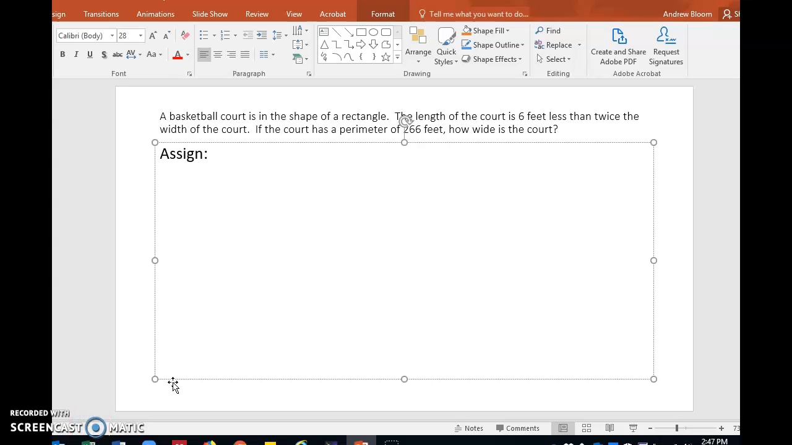So this problem is very similar to the last problem, the garden problem, with a couple of differences, right? We're still looking at a rectangle. We're still given a relationship between length and width. But we have to be a little bit more careful when we're considering how we're going to assign our variables in this case, because what we're told is that the length of the court is 6 feet less than twice the width of the court.